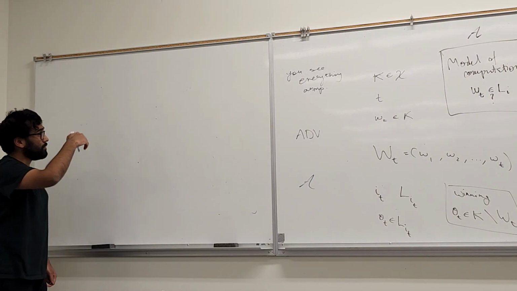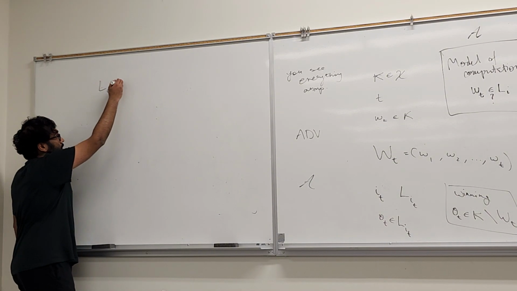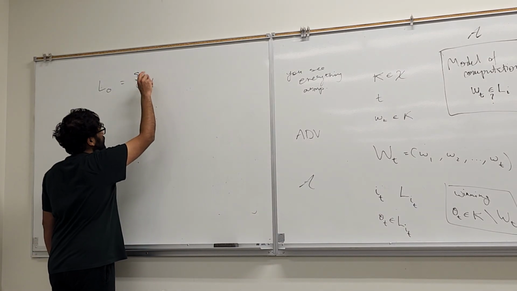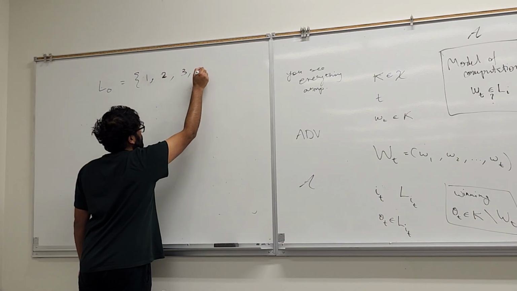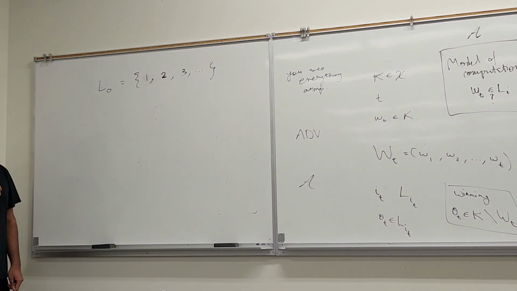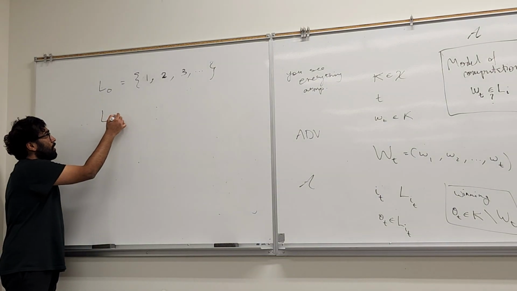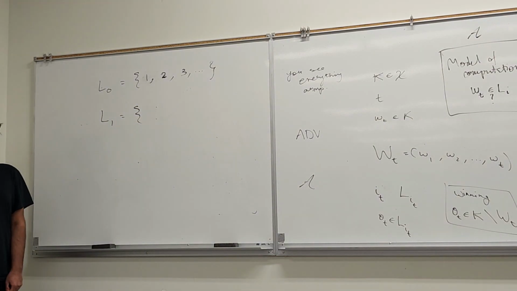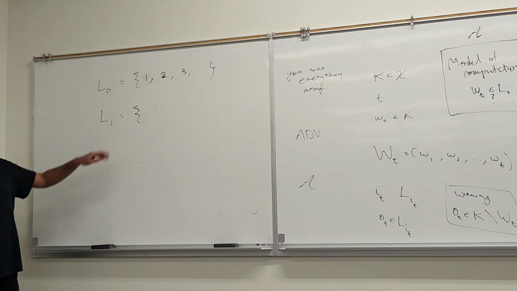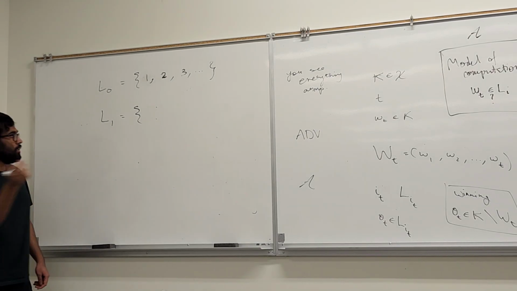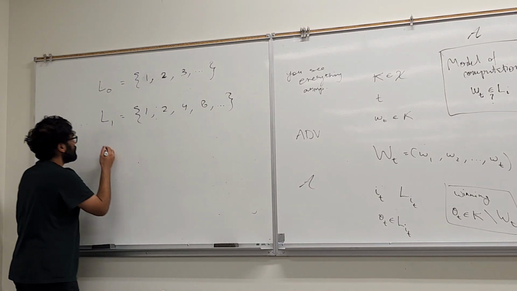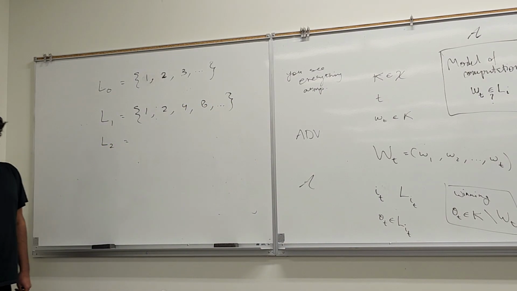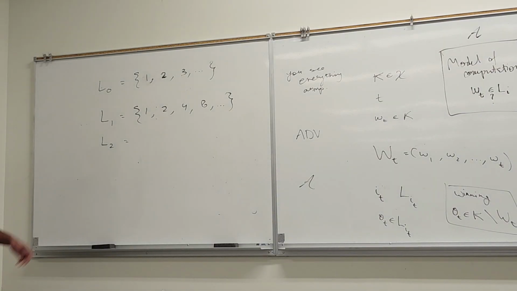I'll create a set of languages starting with L0. L0 is the set of all numbers, but ignore 0. Let's just start with 1. Okay, L1 is the set of all powers of the first prime number. So the first prime number is 2. So all powers of 2 would be 1, 2, 4, 8, and so on. Then I have L2. L2 is different powers of the first 2 prime numbers.